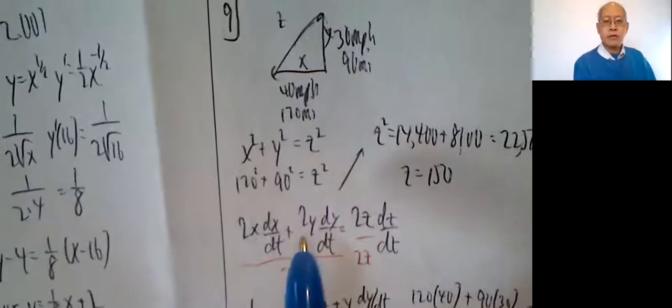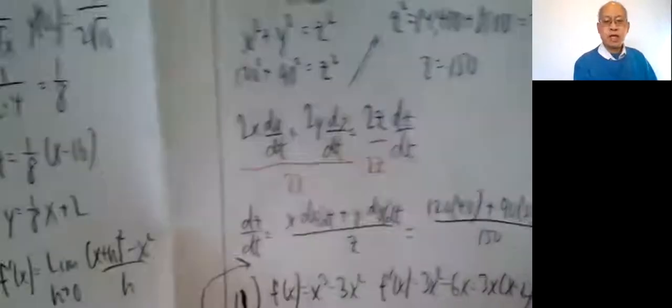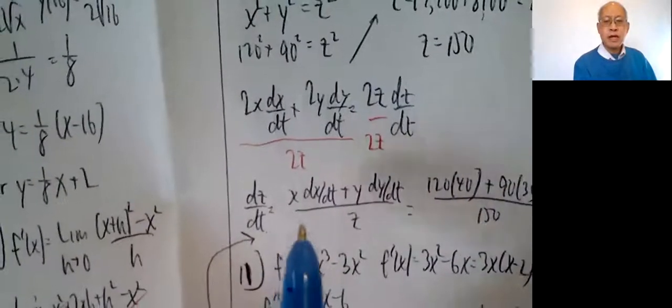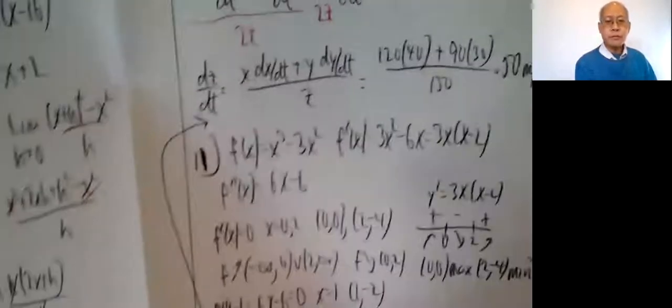2x dx/dt plus 2y dy/dt equals 2z dz/dt. Divide both sides by 2z. x dx/dt plus y dy/dt, all over z, is dz/dt. Plug everything in, 50 miles an hour.